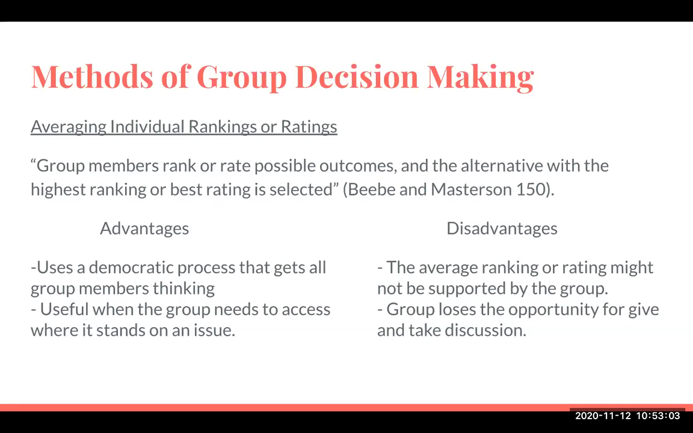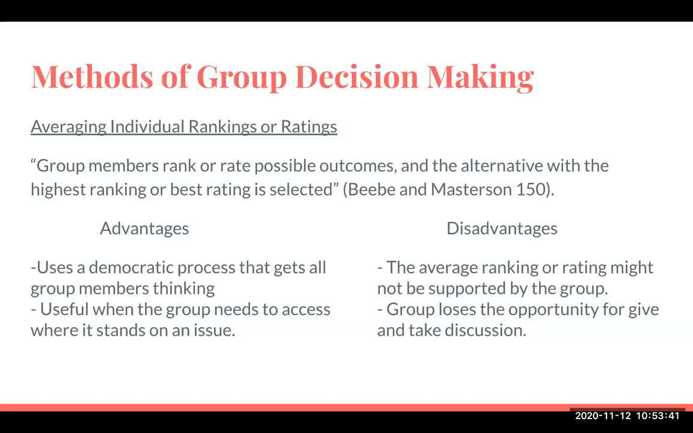Another way that you can make a decision is by averaging individual rankings or ratings. In this type of decision making, group members rank or rate possible outcomes, and the alternative with the highest ranking or best ranking is selected. This can be helpful because it is a democratic process that gets all group members involved, all group members thinking, and takes into account everyone. And that can be useful when a group needs to assess where it stands on an issue and what it thinks are the best possible solutions.